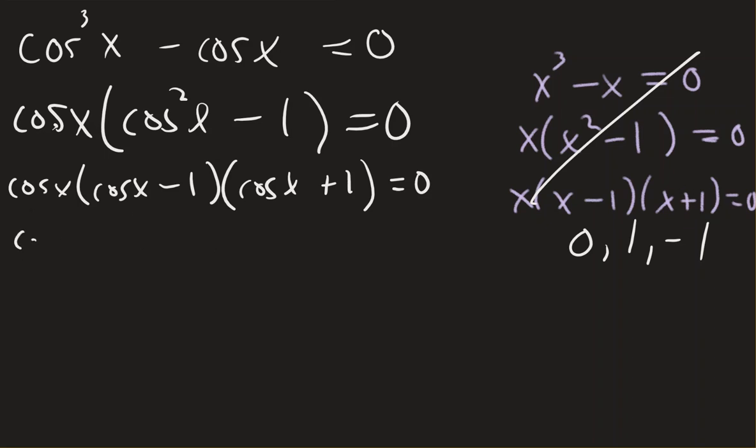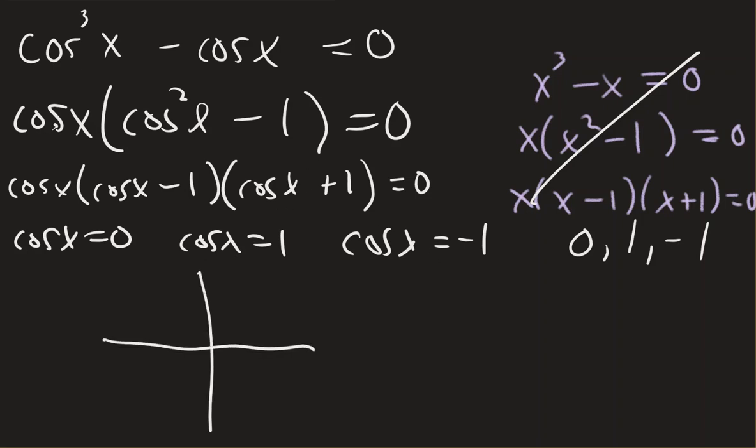But in our case, we want to know where is cosine x equal to 0, where is cosine x equal to 1, and where is cosine x equal to negative 1. That's where this equals 0, where this equals 0, and where this equals 0. So now I can think about one trip around the unit circle. You see cosine is 0 here and here. Positive 1 over here. And negative 1 over here. You can see you want to be very familiar with the unit circle here. You don't want to spend too long on that.